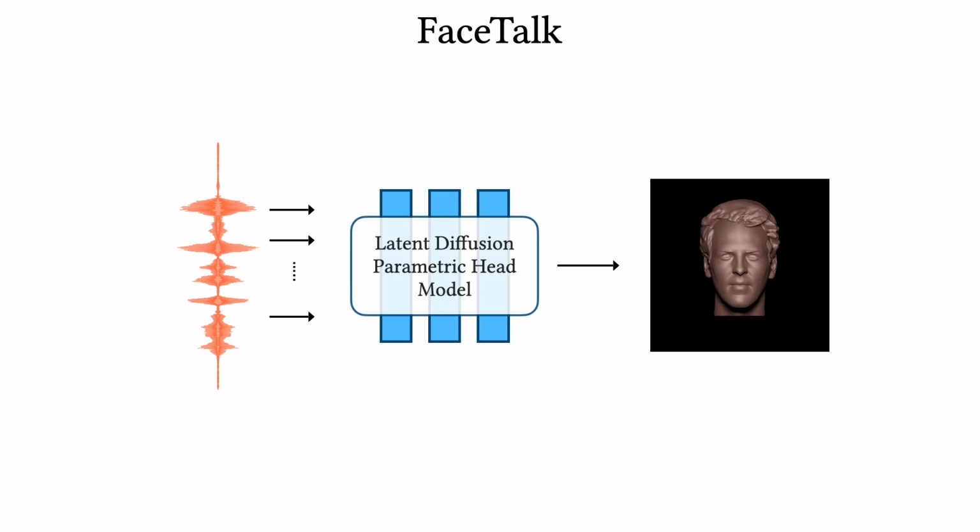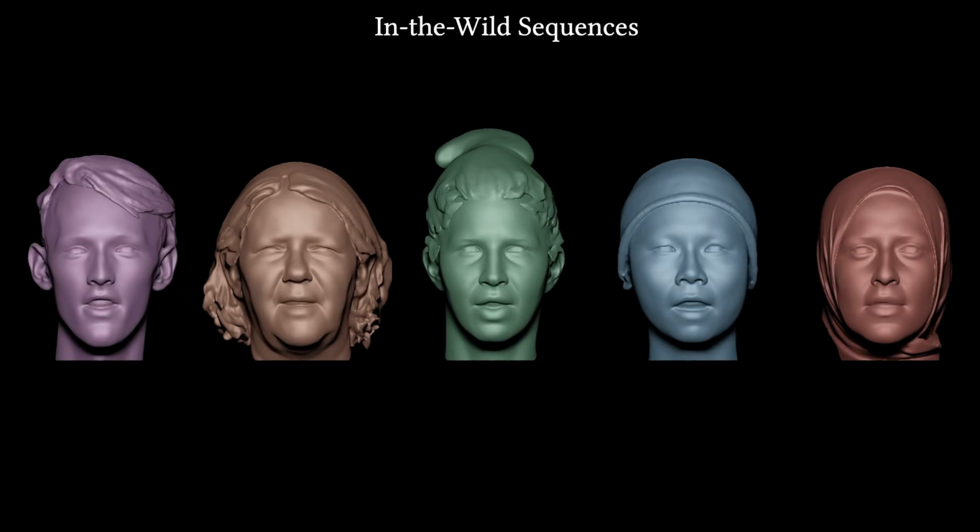It uses latent diffusion in neural parametric head model space to synthesize volumetric head animations. It can synthesize realistic animations for in-the-wild audio clips.